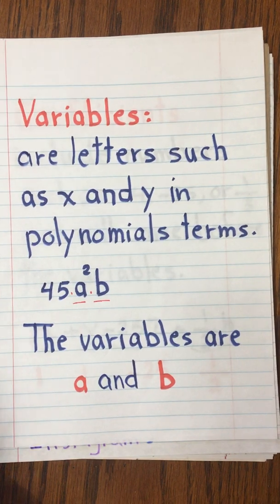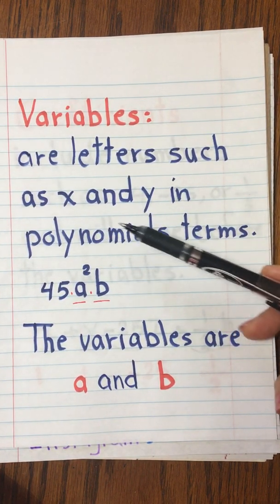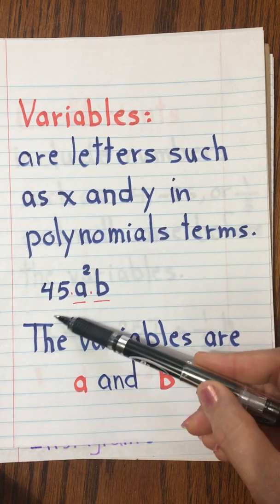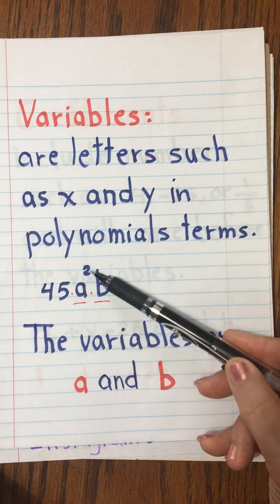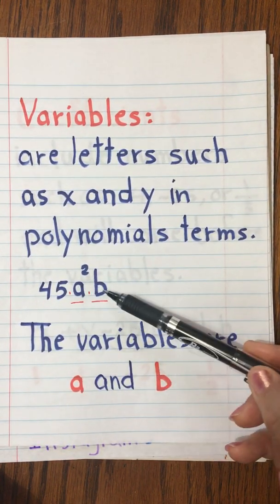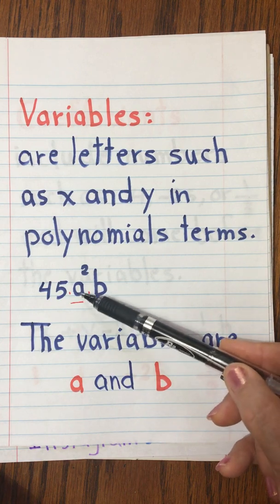Variables. Variables are letters such as x and y in polynomial terms. Example, 45a squared b. The variables are a and b.